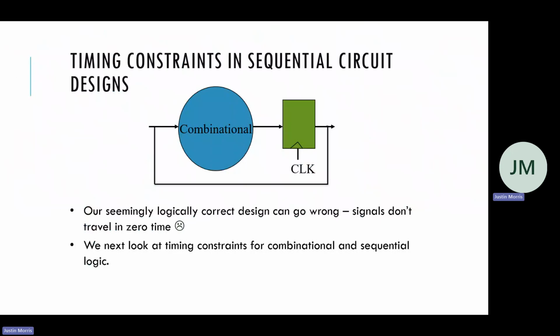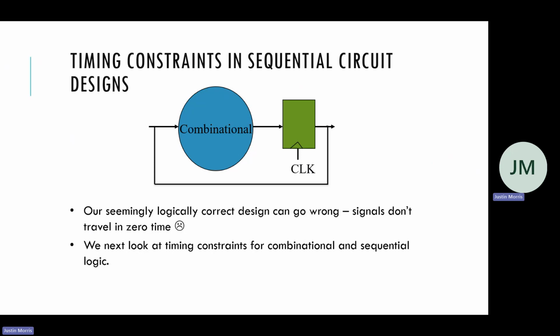So, timing constraints and sequential designs. If our timing is incorrect, our logically correct design can go wrong. We need to make sure that the timing equations are satisfied, because if they are not satisfied, we will get unpredictable behavior from our circuits and incorrect results.